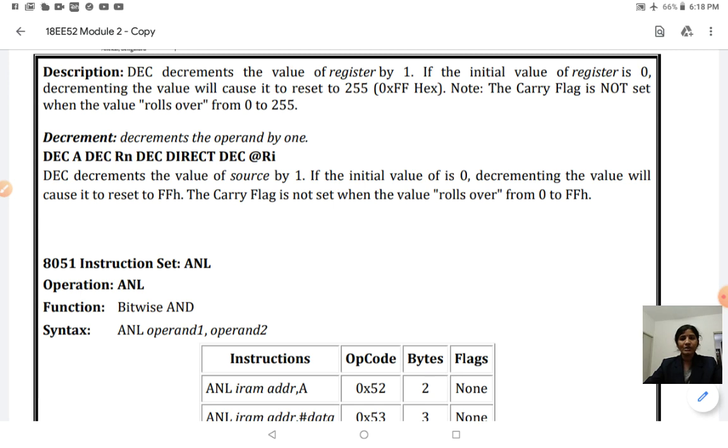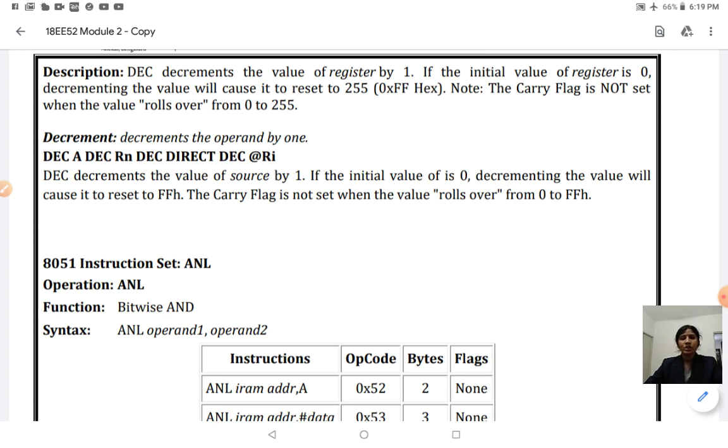Next is your arithmetic instruction. Under arithmetic instruction we have seen addition operation, add with carry, subtract, subtract with borrow, multiplication, division, increment and decrement. The multiplication and division instructions can be used only with A and B register. Now we are going to the logical instructions, where you can perform AND, OR, NOR, XOR, XNOR, which is very important in digital circuits.